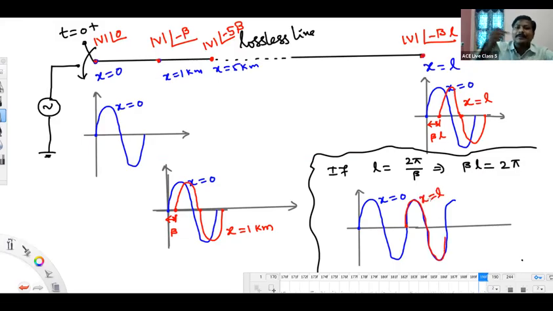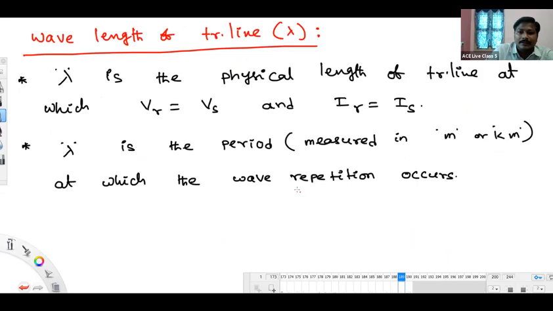That's the meaning of the wave repetition. Understanding? The same wave is going to be repeated at how much length? 2 pi by beta. That we are going to name as the wavelength of the transmission line. That's the meaning of wave repetition, what we have written.